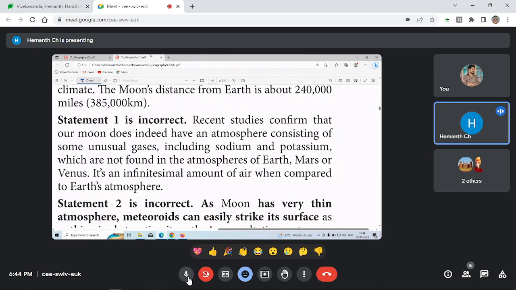Recent studies have confirmed that our moon does not indeed have an atmosphere consisting of Big Splat.